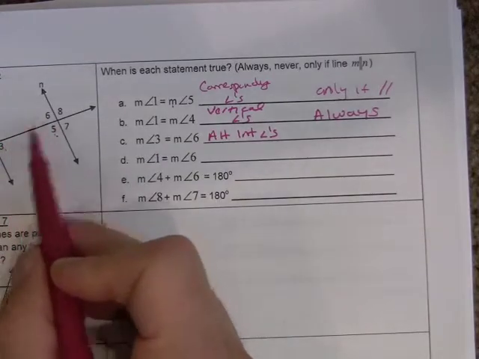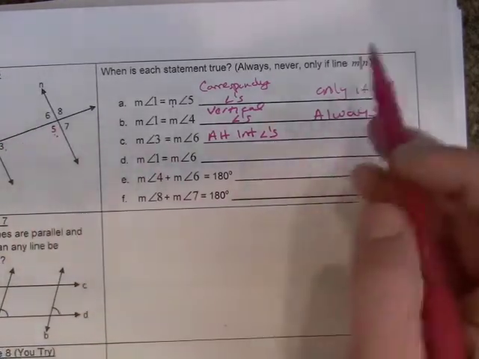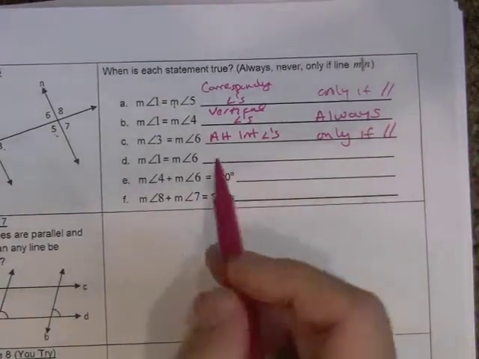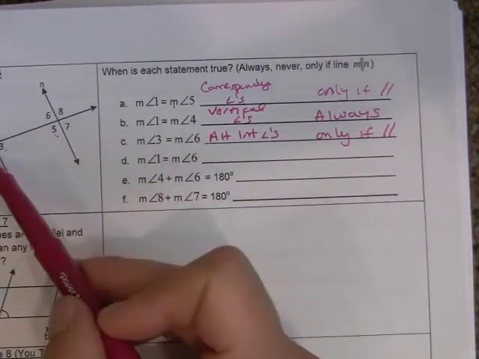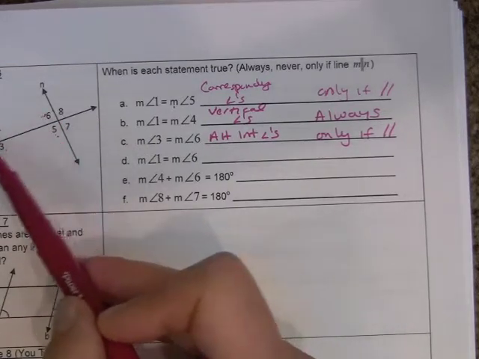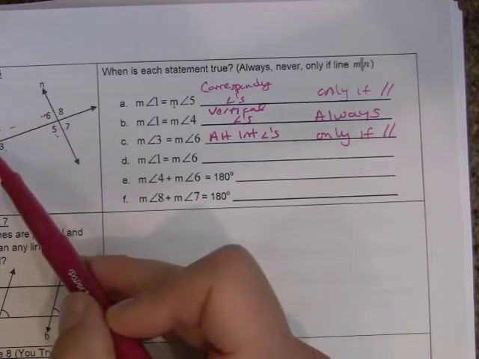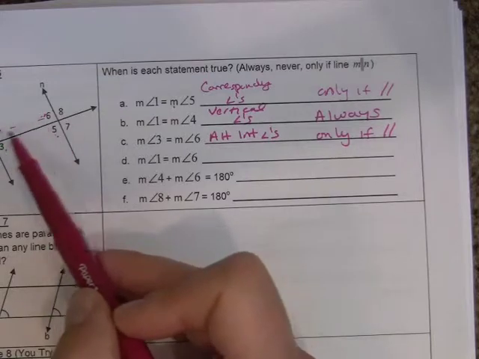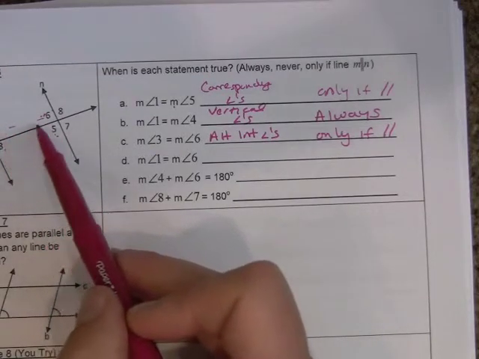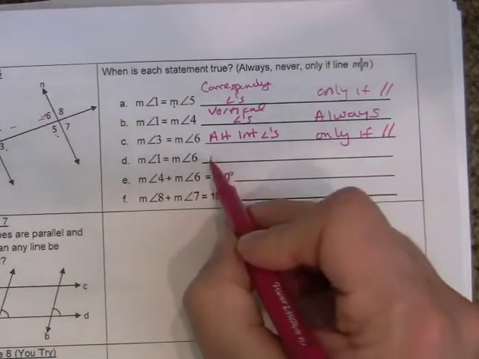Alternate interior angles are only equal when the lines are parallel. 1 equal to 6. These angles are not equal. They are only supplementary, because if 1 is equal to 4 by vertical angles, then they will be consecutive, which will make them supplementary. So these are not equal.